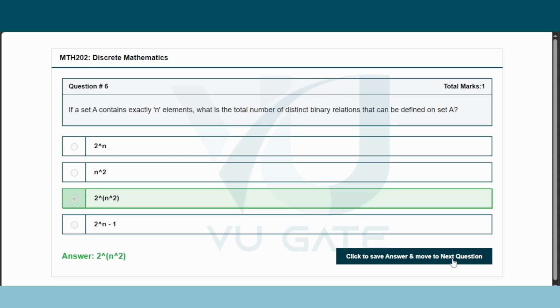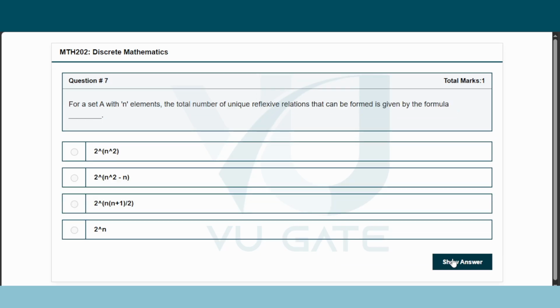Question number 7. For a set A with n elements, the total number of unique reflexive relations that can be formed is given by the formula blank. The correct answer is 2 raised to the power of (n squared minus n).